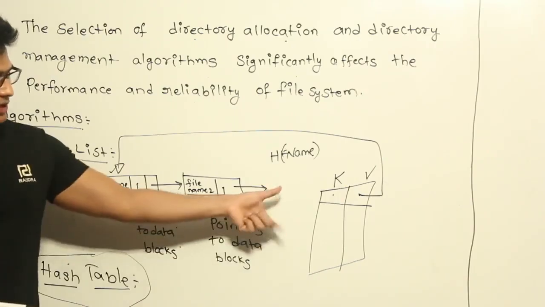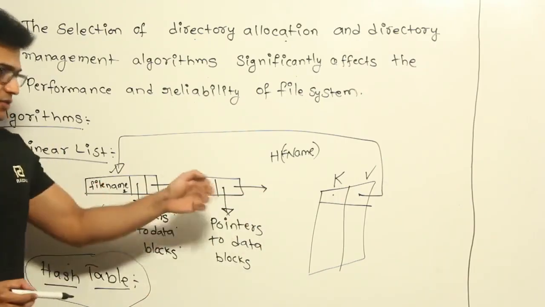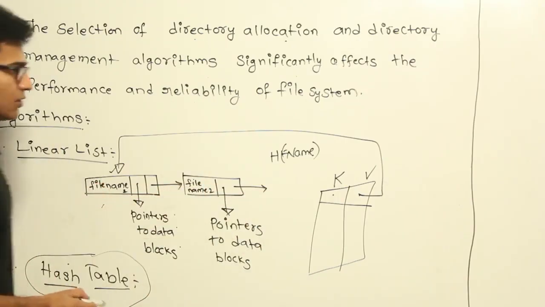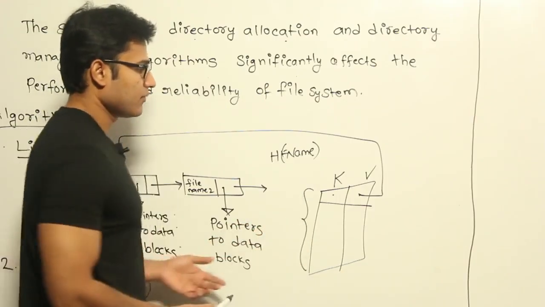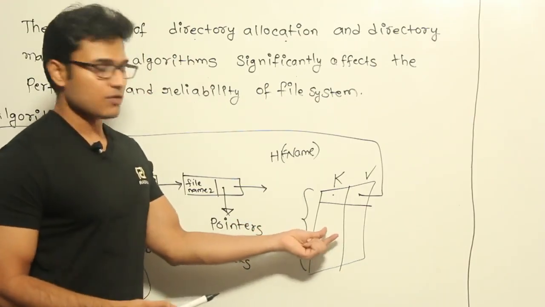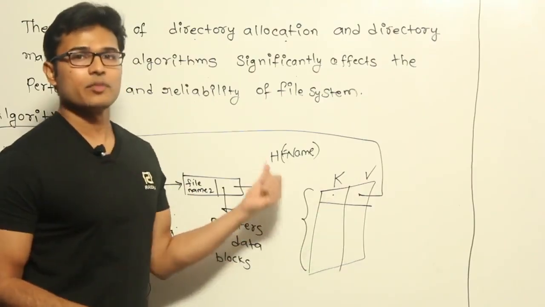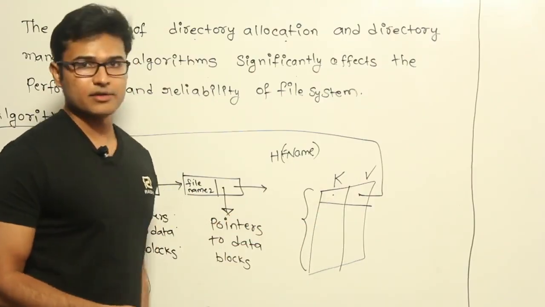Now by using this hash table, the advantage is that search will be faster. If you are trying to create a file, you can directly search the hash table in order of one time to see whether that file exists or not. If you want to open a file, you can directly go and open it. If you want to delete a file, you can delete it, right?